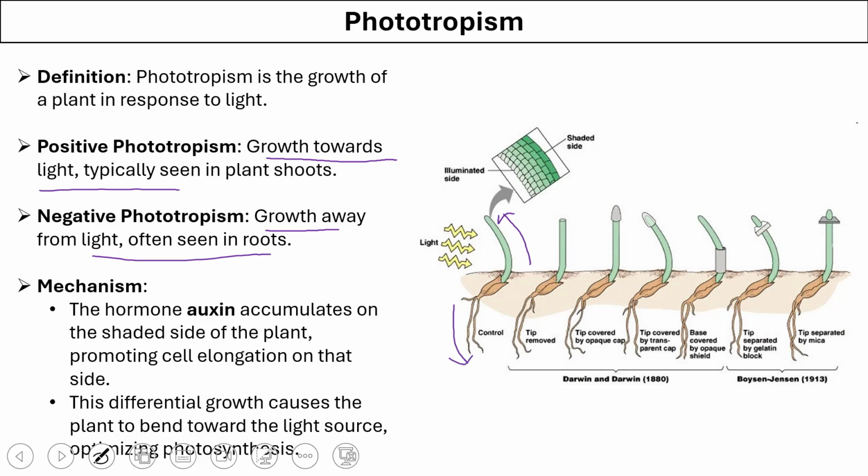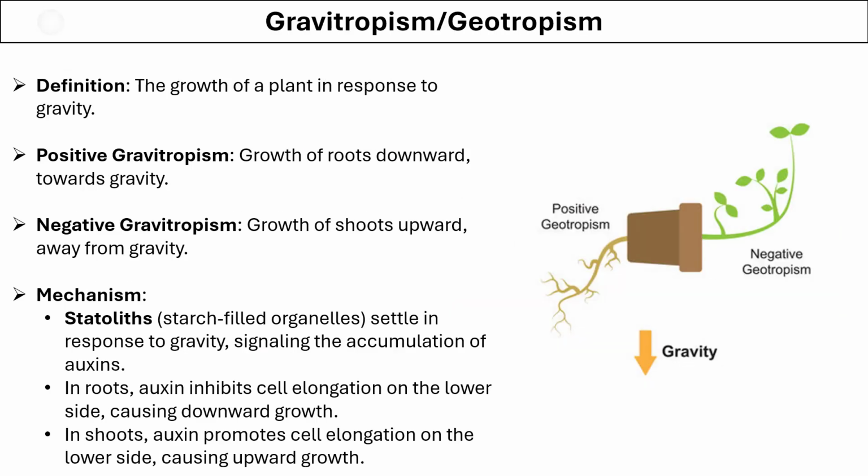What is the mechanism involved? There is a hormone called auxin which accumulates on the shaded side of the plant and promotes the growth and elongation of cells. Because growth and elongation are promoted on the shaded side, the plant seems to bend towards the light source.